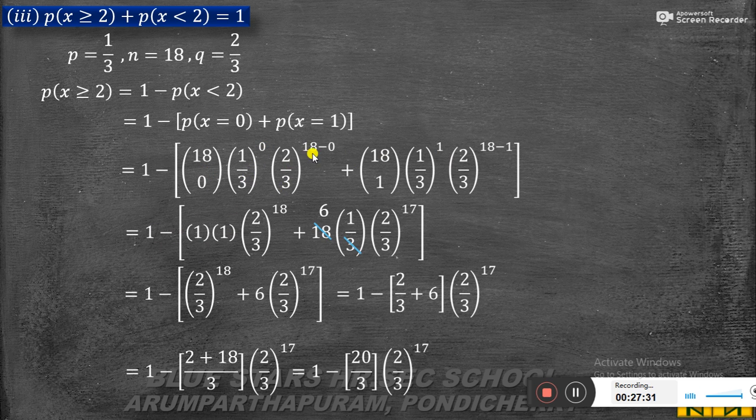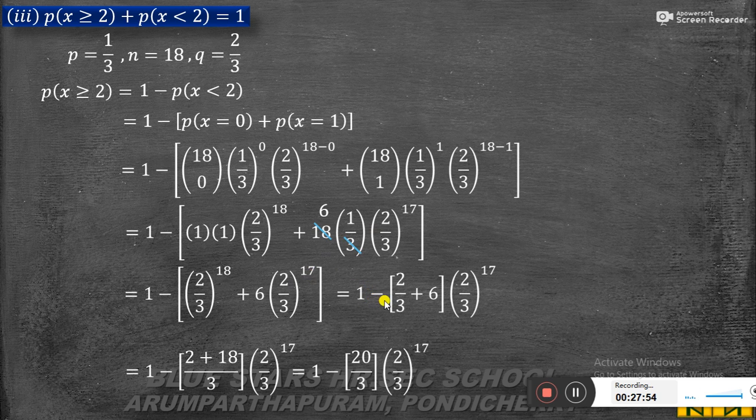Next, 2 by 3 whole power 18 minus 0 is 18, plus 18C1 means 18, times 1 by 3. Next, 18 minus 1 means 2 by 3 whole power 17. So in the next step you see 2 by 3 whole power 18 plus, the 3 divides the 18. So that means 6 3s are 18. So 6 into 2 by 3 whole power 17.